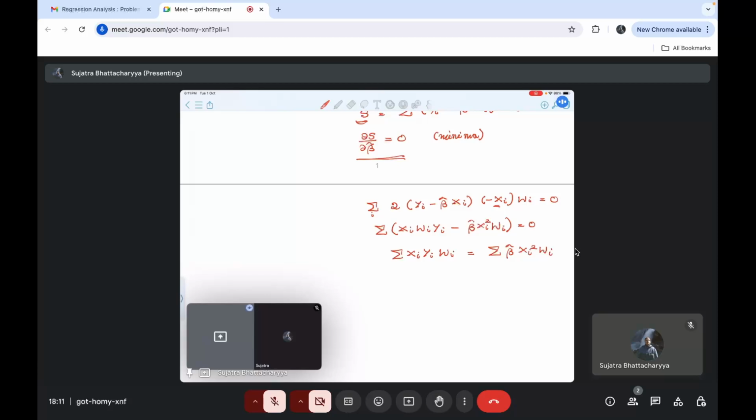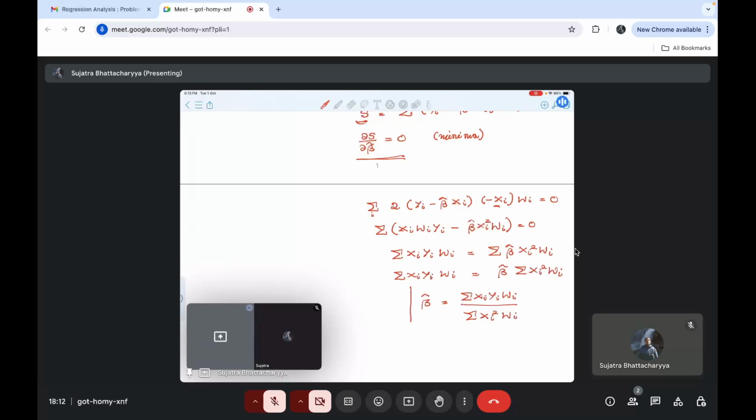Right? So what we require is beta hat. Beta hat being a constant can be taken out of the summation. So you can just write summation xi yi wi, and beta hat can be taken out, so it will be summation xi square wi. So finally, what will be beta hat? It will be summation xi yi wi divided by summation xi square wi.